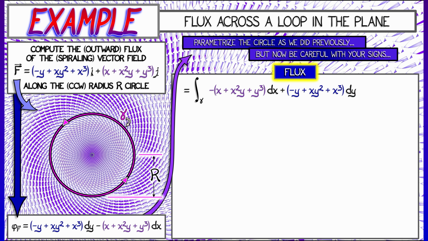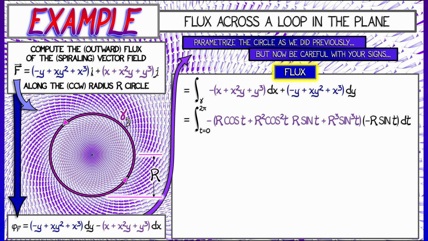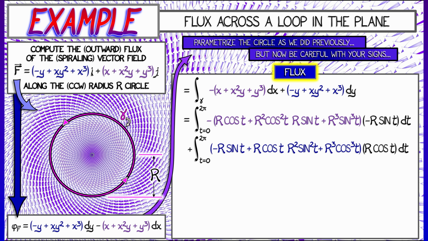We substitute in x equals r cosine t, y equals r sine t, dx equals minus r sine t, and dy equals r cosine t. Integrate that from 0 to 2 pi and we get what? Well, we get a whole bunch of stuff. And not that much cancels. Just the first term from each of these two components of the integral cancels out.